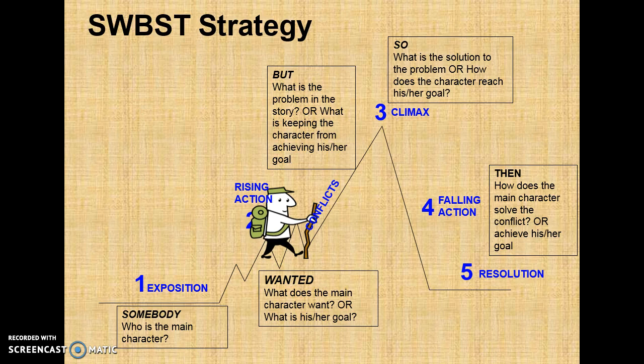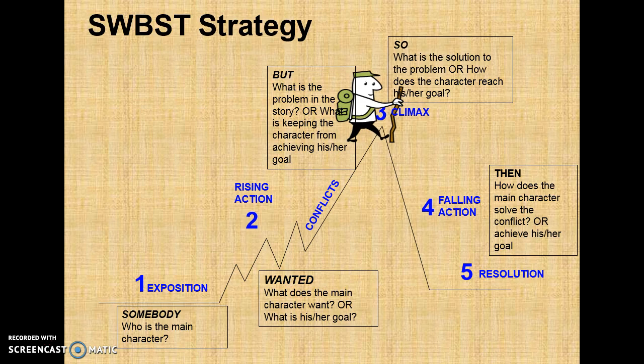With the conflicts, we find out the but. What is the problem in this story, or what is keeping the character from achieving his or her goal? At the climax, we have the so. What is the solution to the problem, or how does the character reach his or her goal?